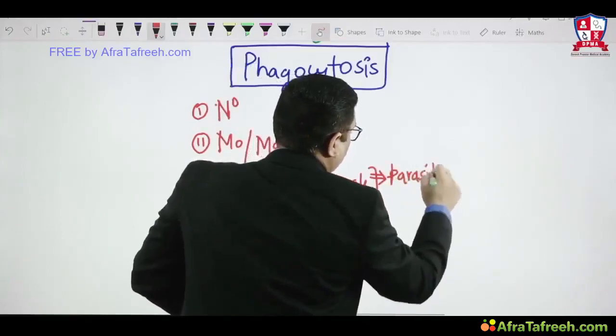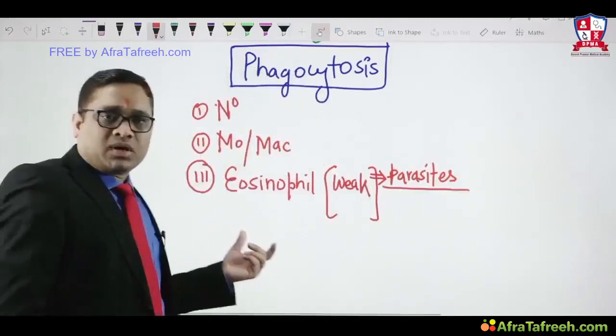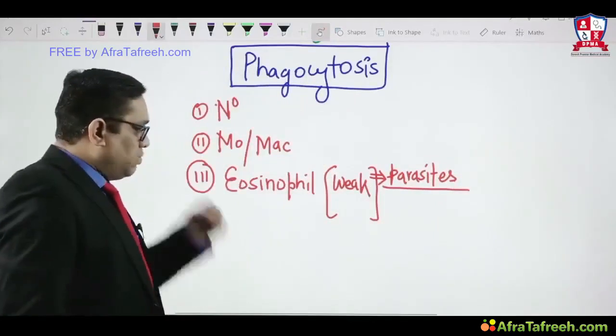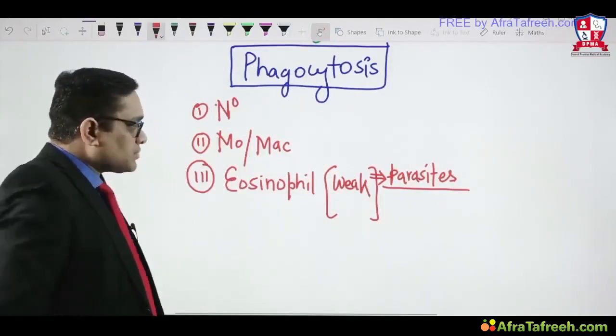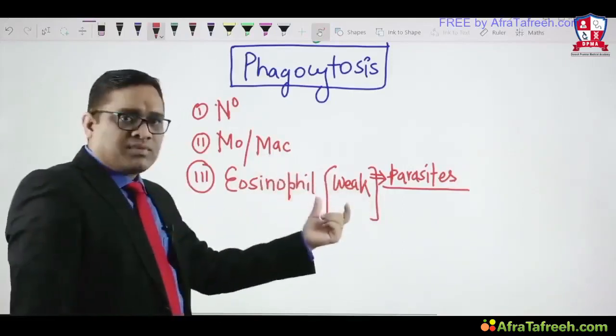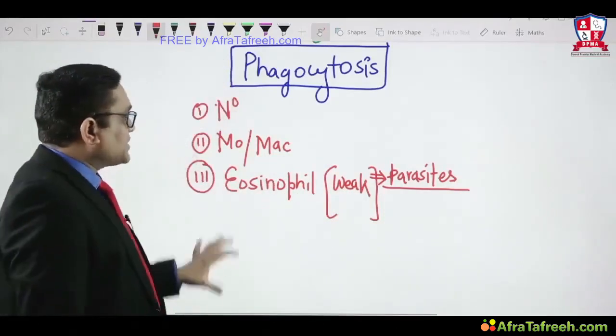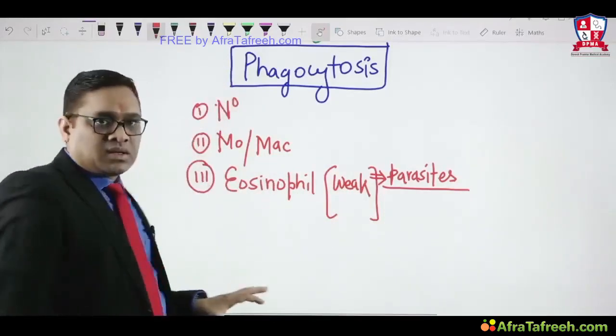So just remember, eosinophil is also a weak phagocytic cell for parasites. That is the important thing we have to remember. So number one, we have to understand what are the phagocytic cells. These are the phagocytic cells, right?